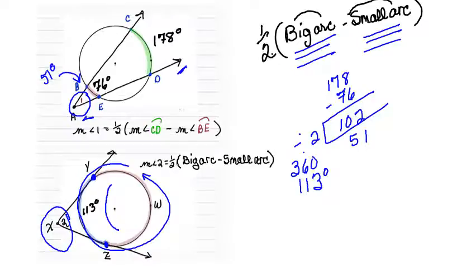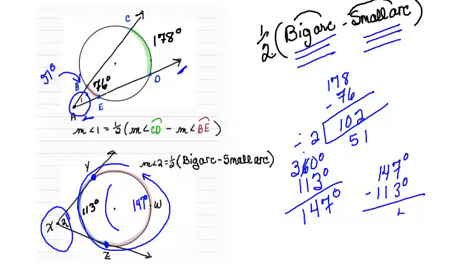So to find the big arc, you're going to have to take the 113 away from the 360, which is going to give you 247. So the big arc here is 247. You have to kind of do two steps with this one. So now I'm going to go 247, take away the small arc of 113 degrees, which is going to give me 134 degrees.